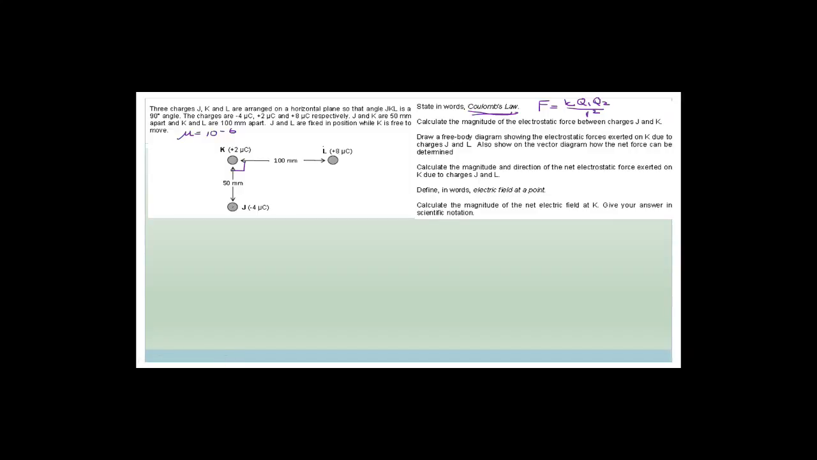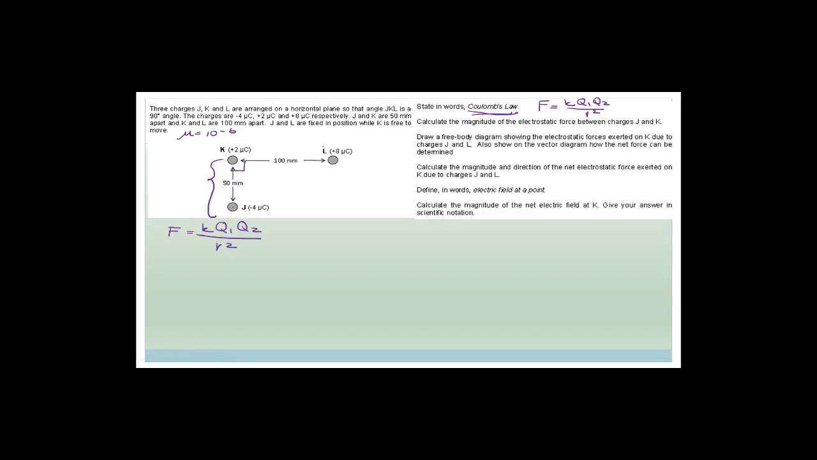Now it says calculate the magnitude of the electrostatic force between J and K. So they just want the electrostatic force between them. We know F is equal to k Q1 Q2 over r squared. We've just stated that using Coulomb's law, but it is on the formula sheet.